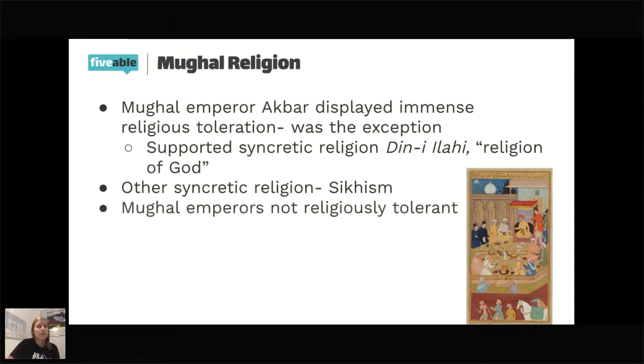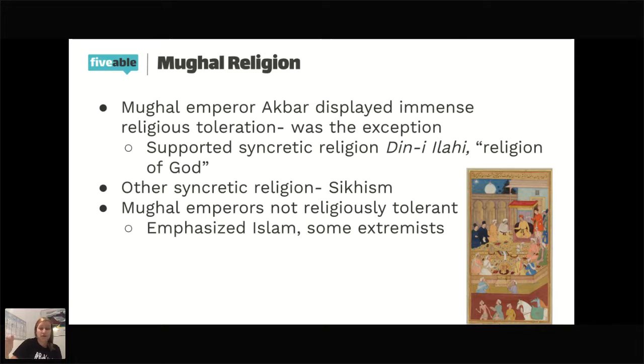But these other Mughal emperors are going to use Islam to govern, and they were not religiously tolerant. So again, Akbar is the outlier. He is the exception and not the rule of religious toleration in India. And because these Mughal empires are going to emphasize Islam, some are going to be extremists, like Aurangzeb.